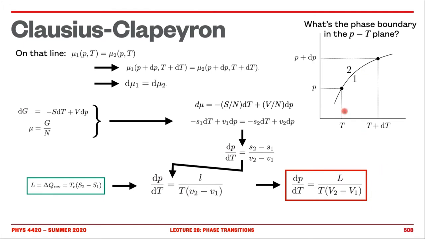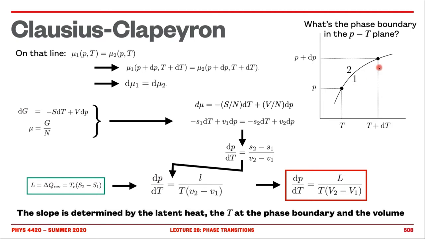It gives you exactly the slope, the variation of this phase boundary, as a function of latent heat, temperature, and change in volume. So that is crucial to describe the boundary between the two phases. This is the Clausius-Clapeyron equation, and it is a very important one.